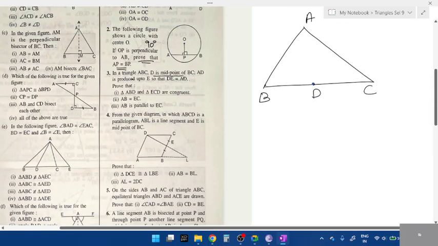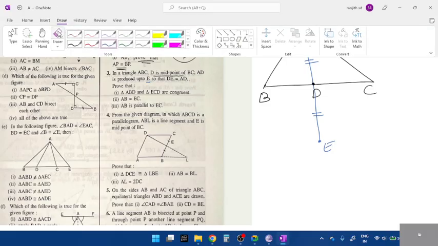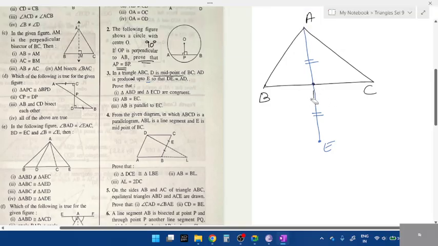In a triangle ABC, D is the midpoint of BC. AD is produced up to. Okay, which one is it produced to? Produced means extended. Remember this word, wherever the word produced is given, it means extended. So AD is produced up to which point? E, which means AD is extended up to E. And what else have they given? So that DE is equal to which one? AD. Did you all understand this?